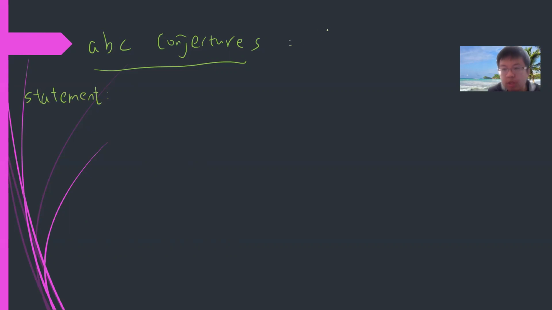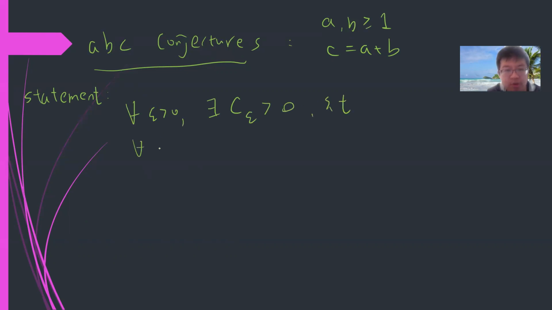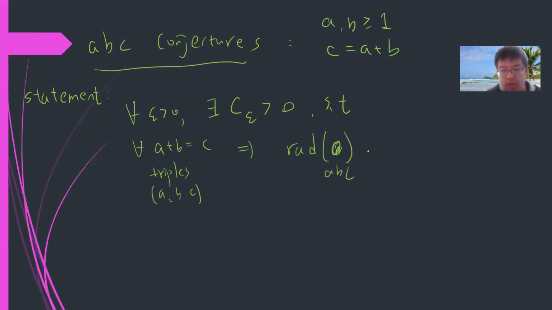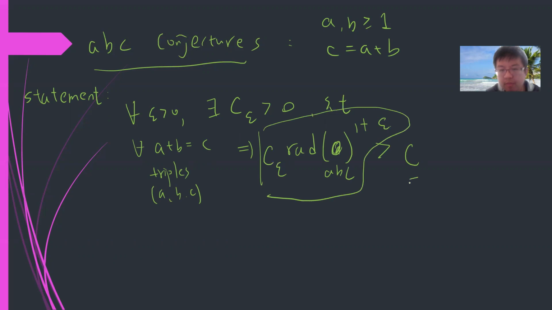In my videos, I always assume that A and B are greater than or equal to 1 and C equals A plus B, so everything is a positive integer. The statement says that for all epsilon greater than 0, there exists a constant C epsilon greater than 0, such that for all triples A, B, C with A plus B equals C, we always have C less than C epsilon times the radical of ABC to the power 1 plus epsilon.